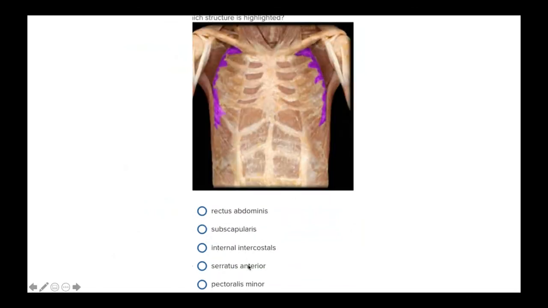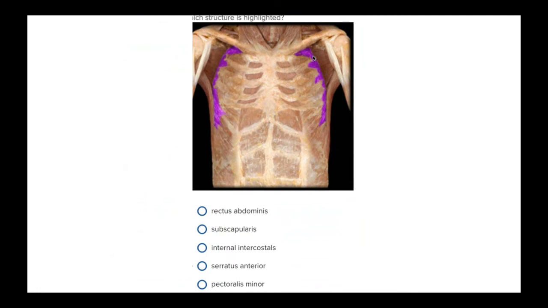Here is a serratus anterior. Serratus anterior originates on the upper 6 to 8 ribs and inserts on the scapula on the anterior side along the vertebral border. It's designed to keep the scapula flush against the rib cage.